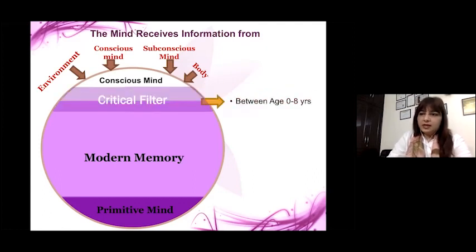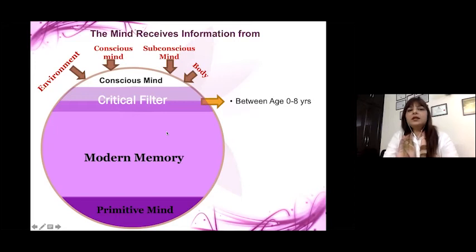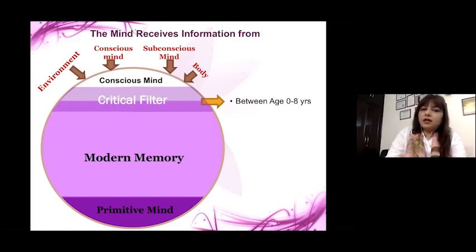Now, the interesting thing is what should go to your subconscious and what should not, because not everything goes to your subconscious. To prevent every clutter from going into your subconscious, we have a critical filter between the conscious mind and the subconscious mind. What does this critical filter do? It is like a guard. It decides what information it should let inside the mind and what it should not.